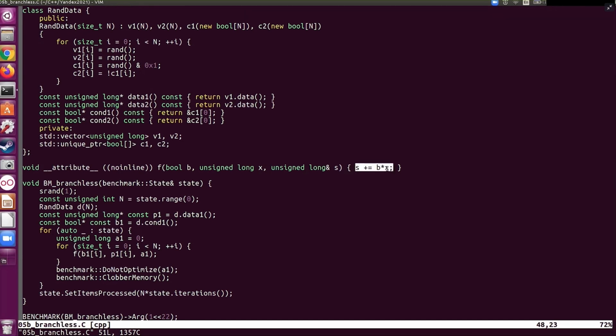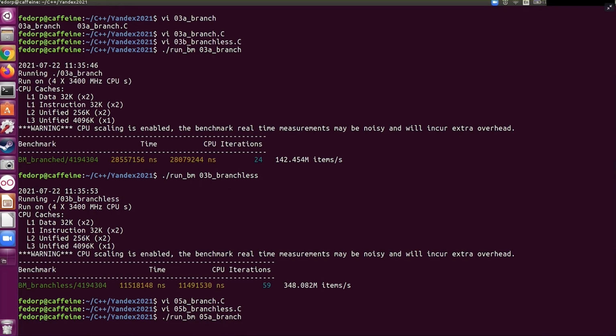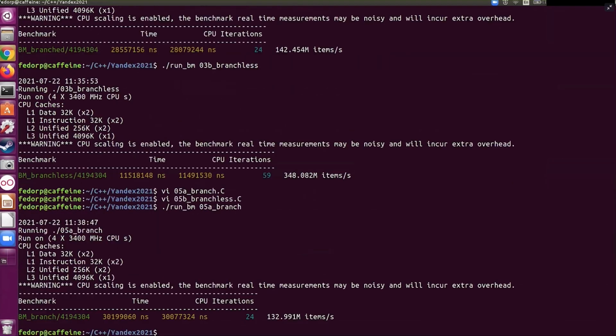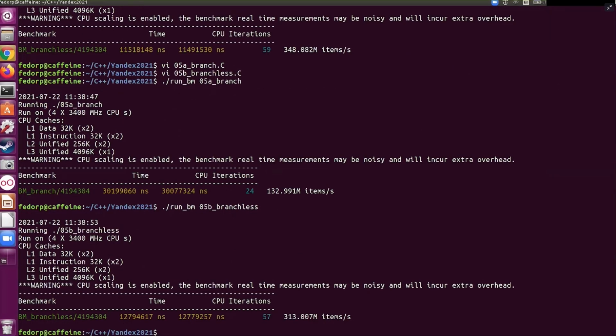Well, we optimize it like this. We wanted to say, if it's true, add x to s. Well, this is the same thing. If it's false, it's just 0. So the result is the same, but it always multiplies and it always adds. And half the time it'll be adding zeros. What's faster? Branchless is faster. More than 2 times faster.